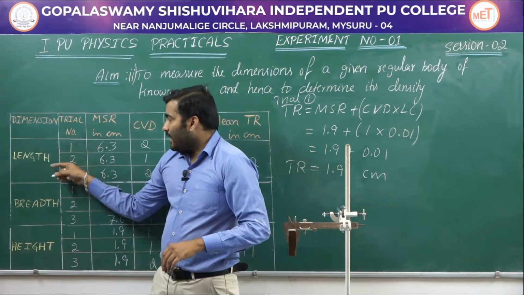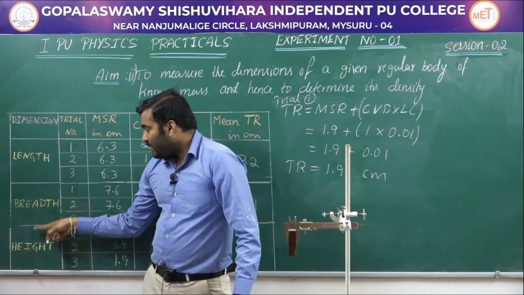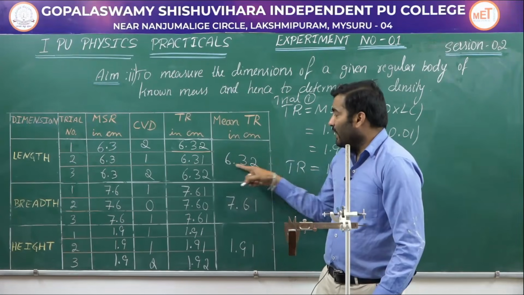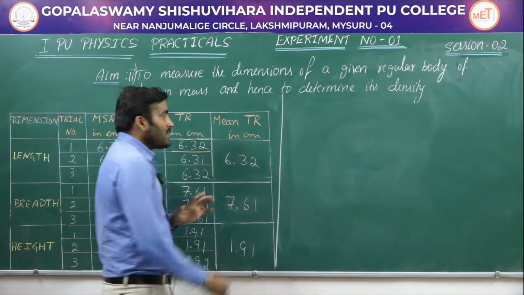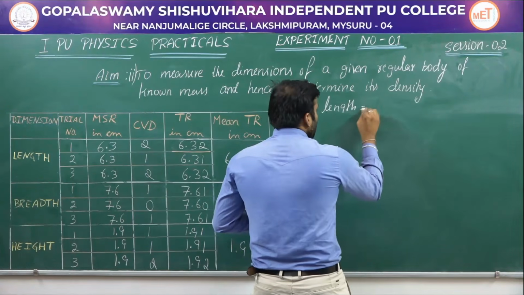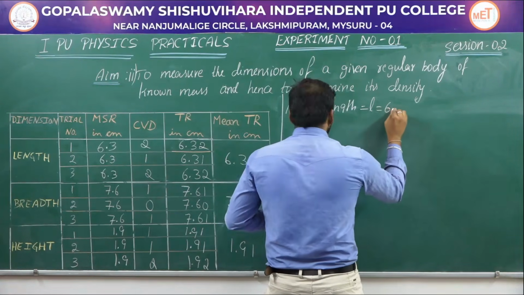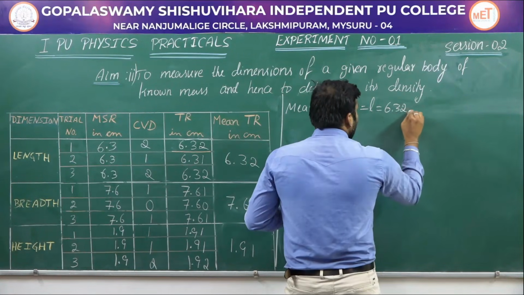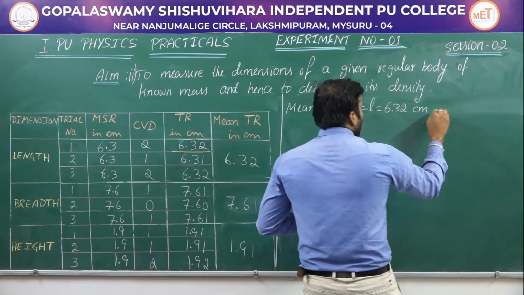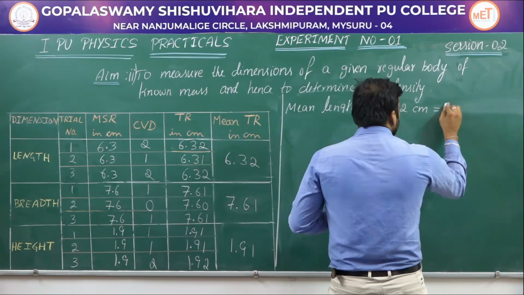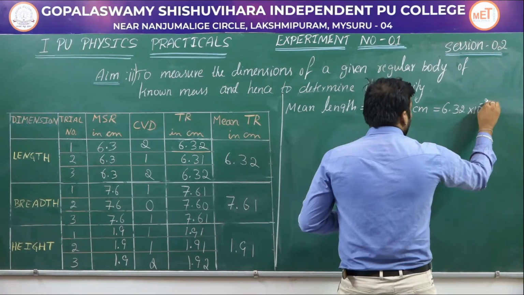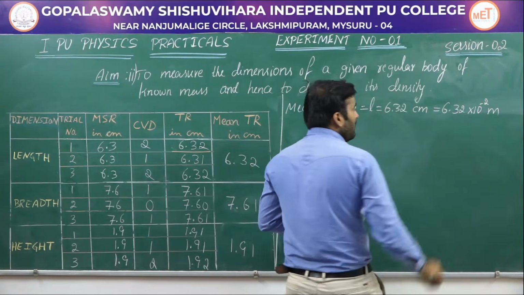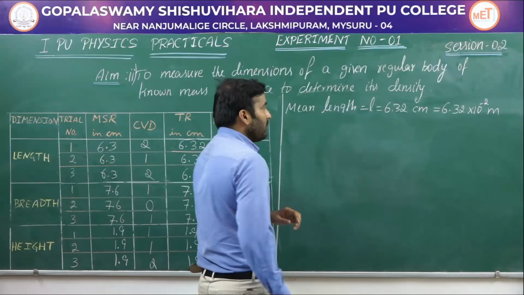Okay. So we have calculated the values of length, breadth and height. The mean values of length, breadth and height are considered as the true values. Let us write it together. The mean length is equal to L, which is equal to 6.32 centimeter, and this is converted to SI unit by multiplying 10 power minus 2. Okay, this is 6.32 into 10 power minus 2 meter.